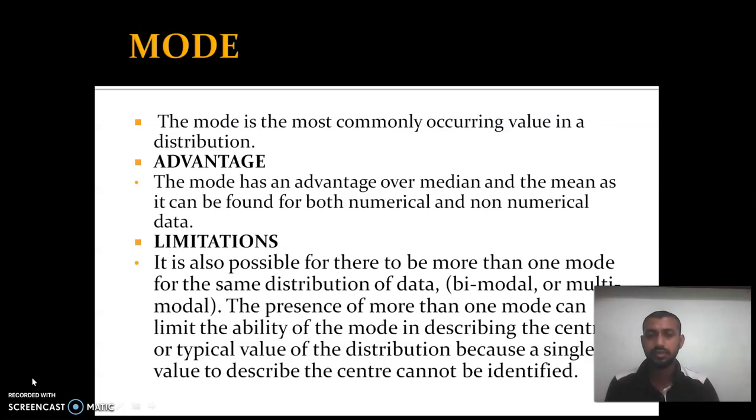In those 10 students, there are four students who are getting 6 marks, another four students getting 8 marks, and another two students getting different marks, let's say 3 and 9. So how many modes are there? There are two modes, because four students are getting 6 and four students are getting 8.